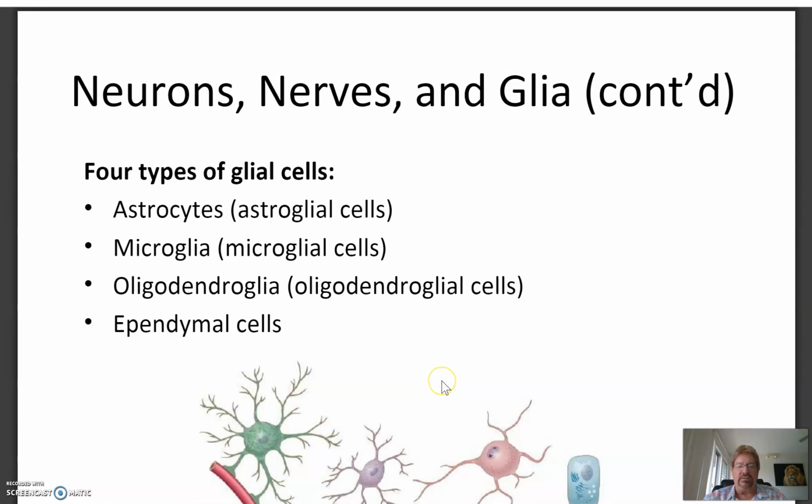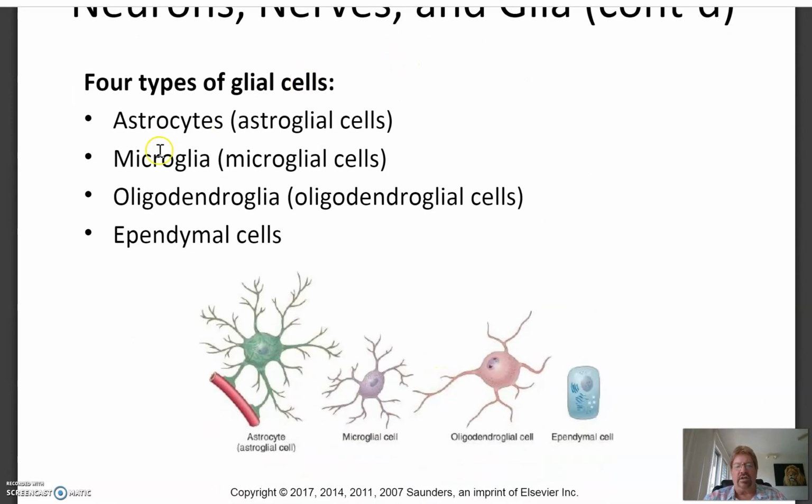Neurons, nerves, and glial. 4 types of glial cells: astrocytes, microglia, oligodendrocytes, and ependymal cells. Here's the drawing of them. There are billions of these in the brain and body too, guys. So not the 100 billion, that were just neurons in the brain, not counting the glial cells.